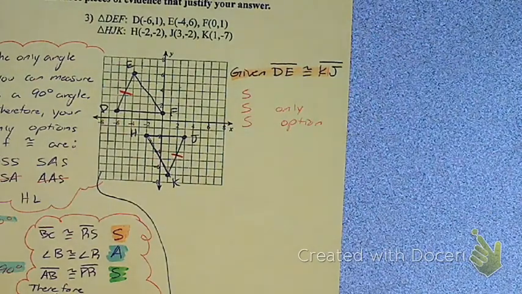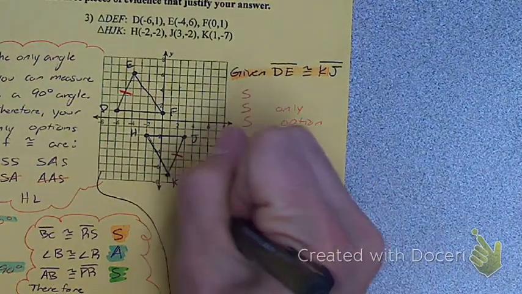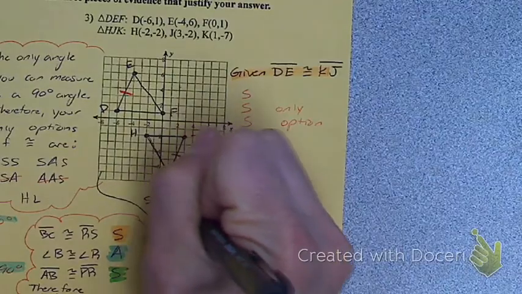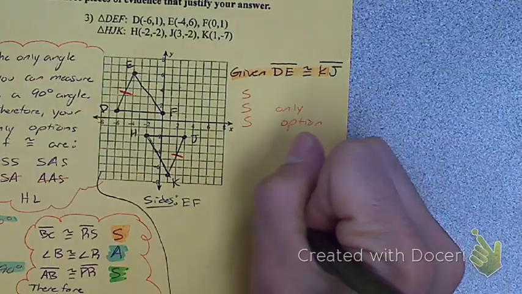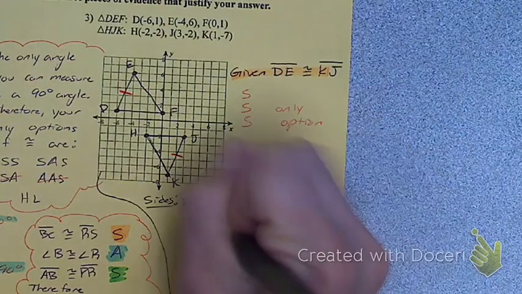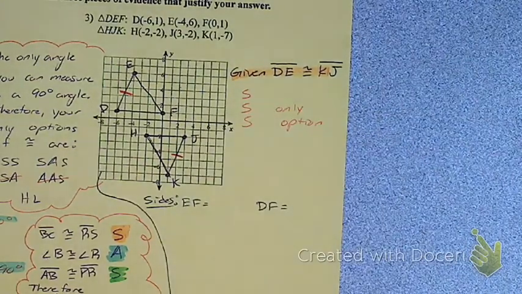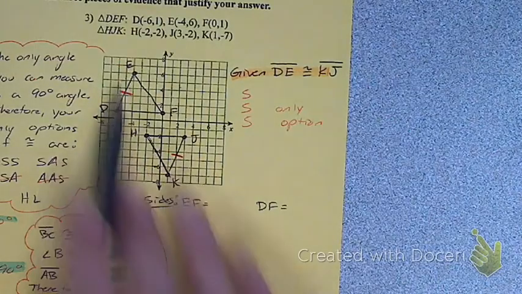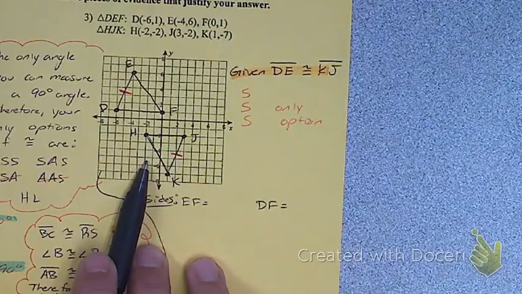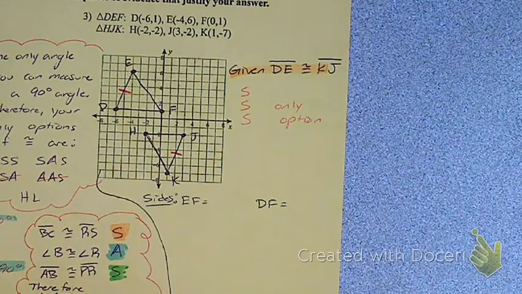So here's what we're going to do. We're going to find EF and we're going to find DF. Because if we know these three, then we have to figure out if the other ones match it. If we find one that doesn't match, they're not congruent already.